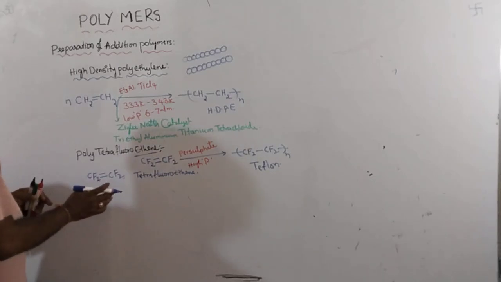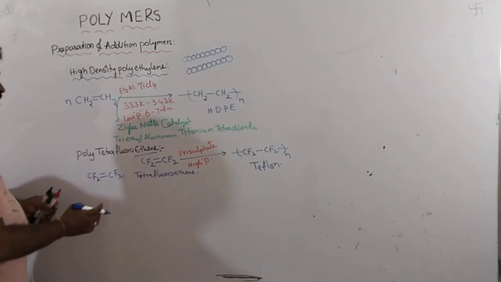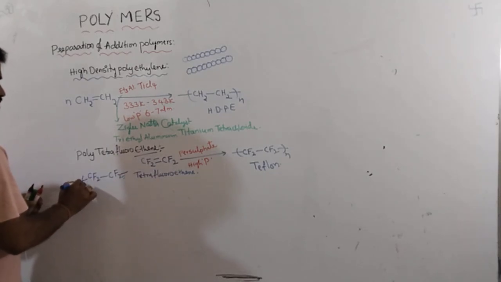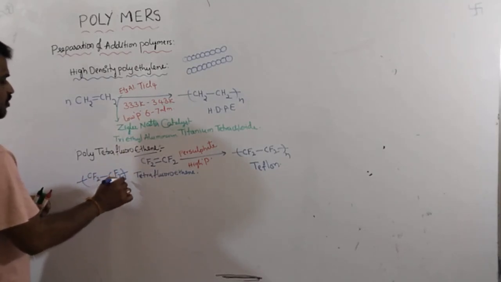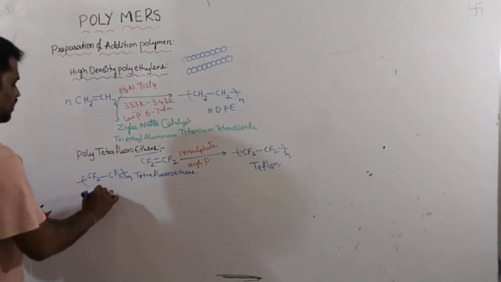Then you have to write the polymer of tetrafluoroethene. How? Remove the double bond, make single bonds with side bonds, and take it twice with n. This is the structure of Teflon.